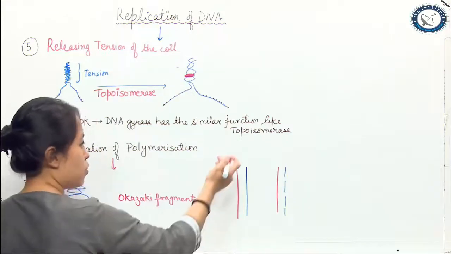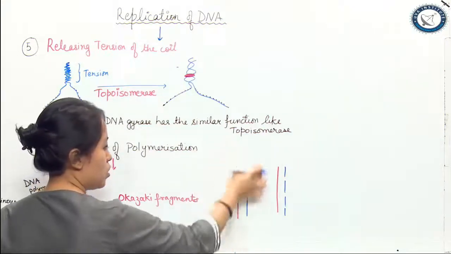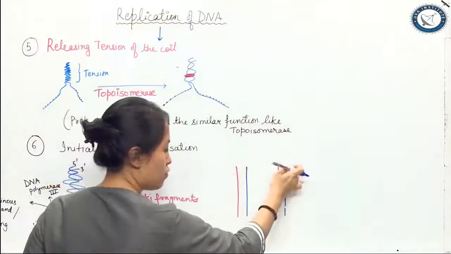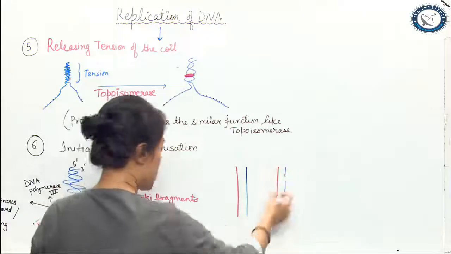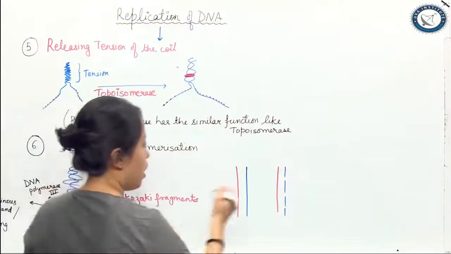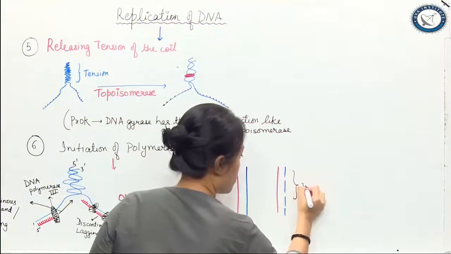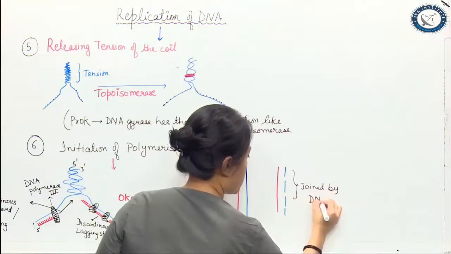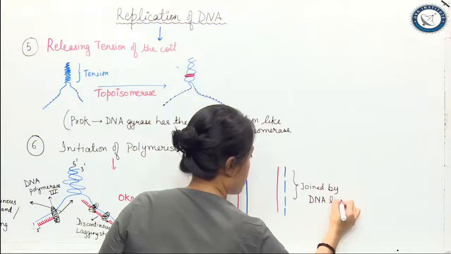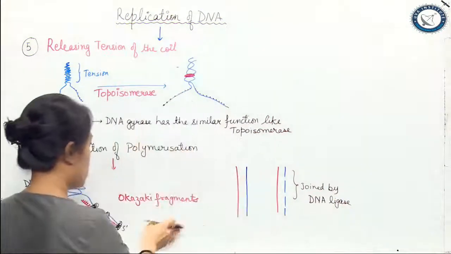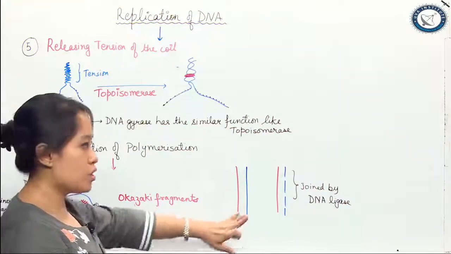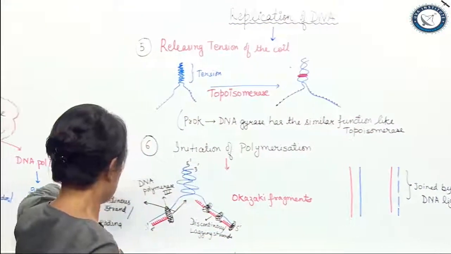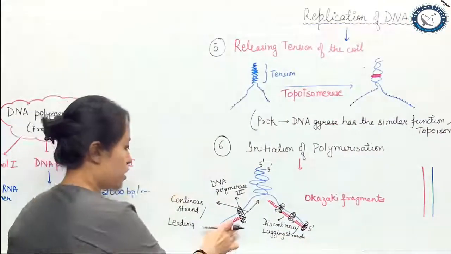So at the end of the day, what you get after replication is one strand which is complete and continuous, and the other which will have a discontinuous strand. So the discontinuous strands are joined by DNA ligase. And yes, I told you, this is what you get. And if you remember, the primer is still there.